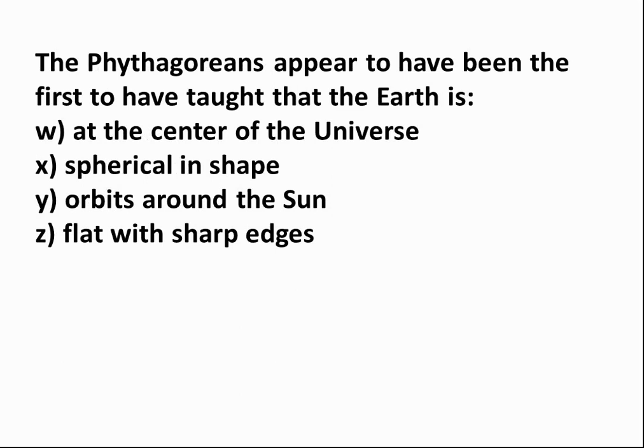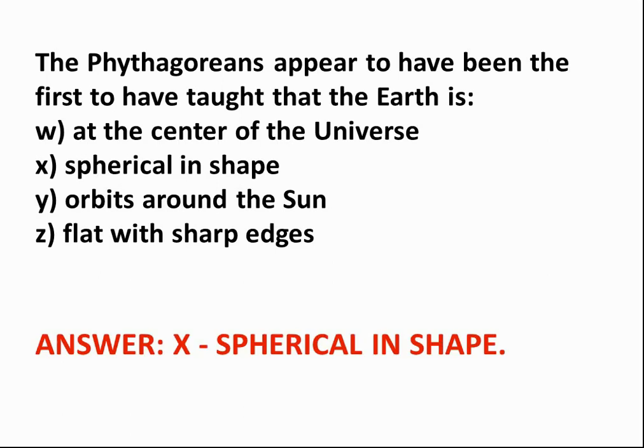The Pythagoreans appear to have been the first to have taught that the Earth is W. At the center of the universe. X. Spherical in shape. Y. Orbits around the Sun. Z. Flat with sharp edges. Answer: X. Spherical in shape.